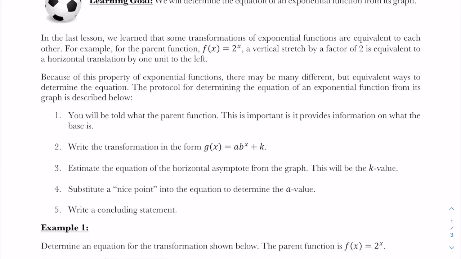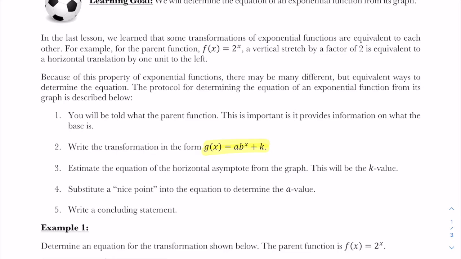First off, in most cases, you will be told what the parent function is. This is important because it provides information on what the base is. After that, write the general equation of the transformation in the form g of x equals a multiplied by b to the exponent x plus k.